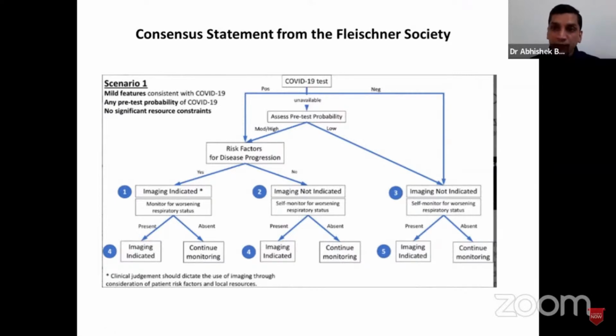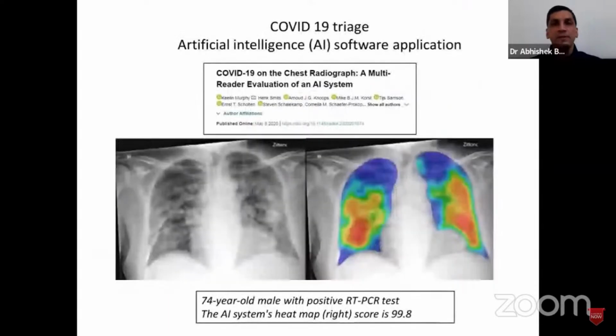What is important is that we should not wait much, because early treatment plays a key role. If you can diagnose these patients early, provided they have a moderate to high pre-test probability and worsening respiratory symptoms, that is where imaging is indicated and should be used optimally.